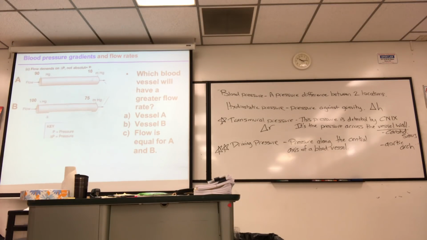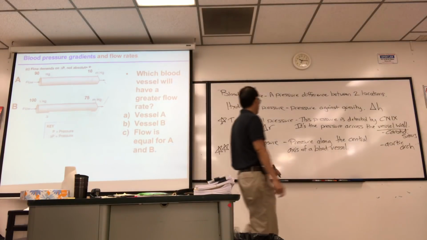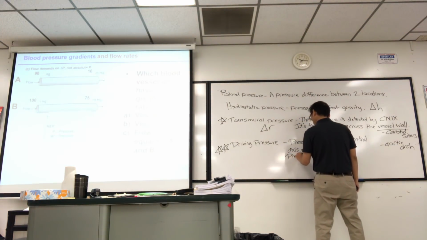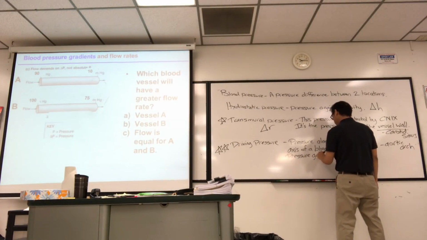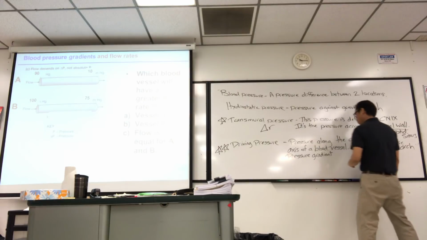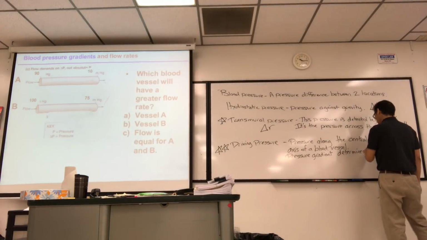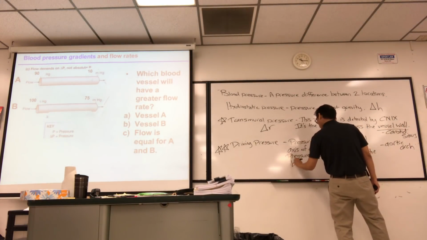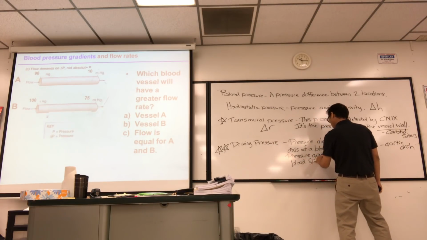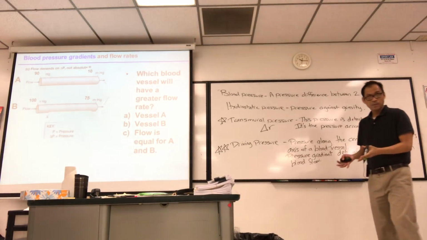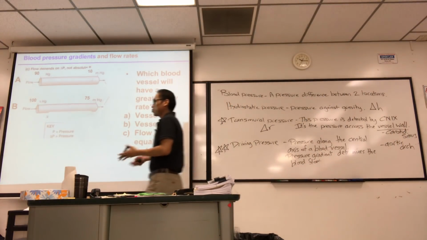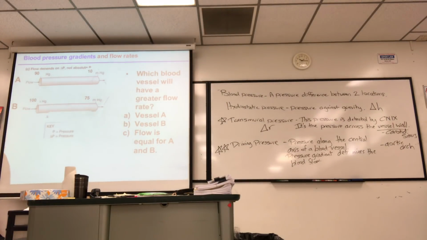So for example, because it's a pressure difference between two locations, what determines this driving pressure is a pressure gradient, not absolute blood pressure. So what I'm writing is pressure gradient determines the blood flow. Not the absolute pressure. In other words, it doesn't matter how high the pressure is. What matters is how steep the pressure gradient is.